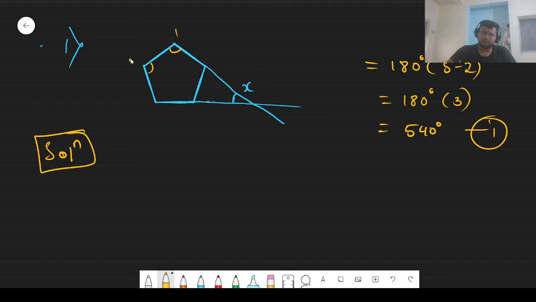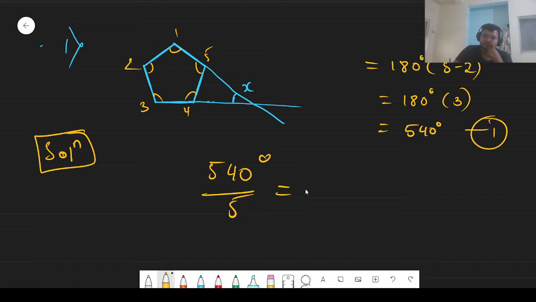Let me name the angles 1, 2, 3, 4, 5. The sum of all the angles is 540 degrees. Now we know that all the angles are the same, so the value of one angle is 540 divided by 5, because all the five angles are the same. That equals 108 degrees. So each angle is 108 degrees.